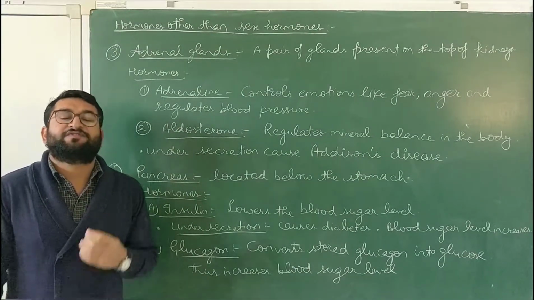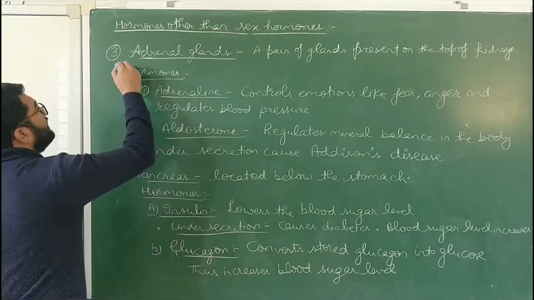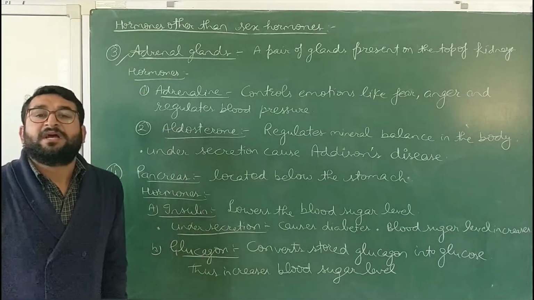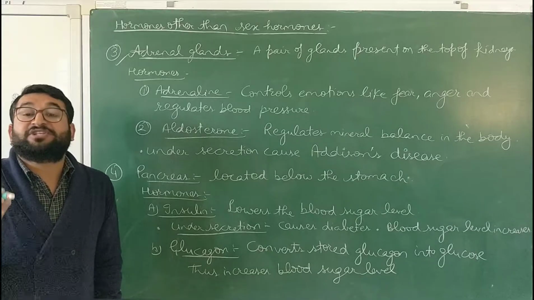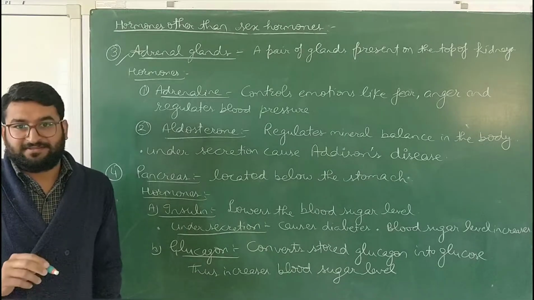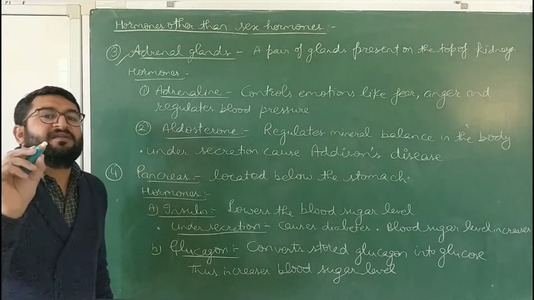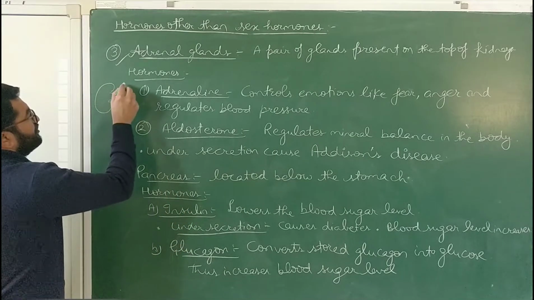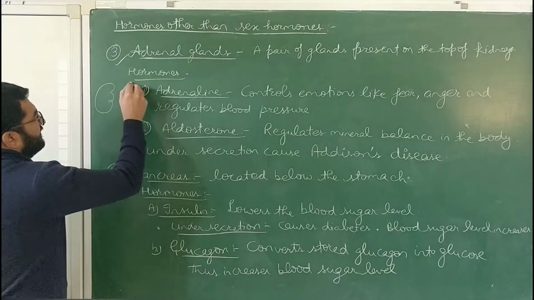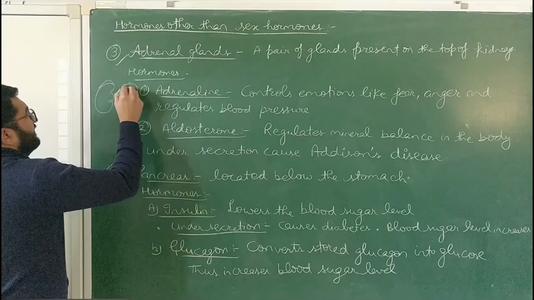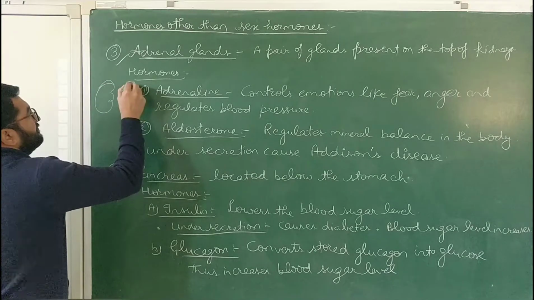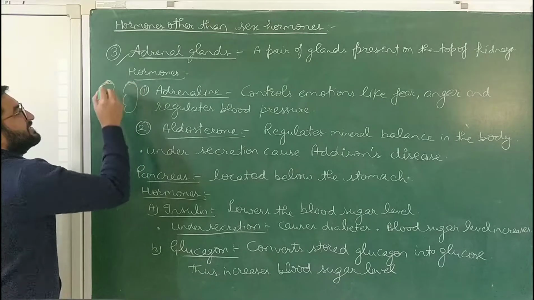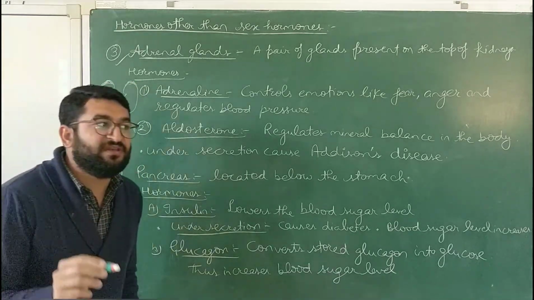The next gland which we have to discuss is the adrenal gland. A pair of glands present over the kidneys are known as adrenal glands. We have two kidneys, kidney bean shaped, rajma के दाने की तरह है. They two have one each triangular shaped gland like this. These glands are known as adrenal glands.